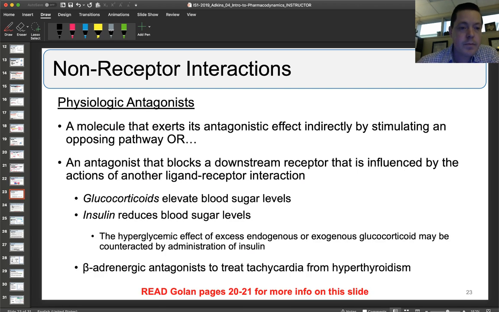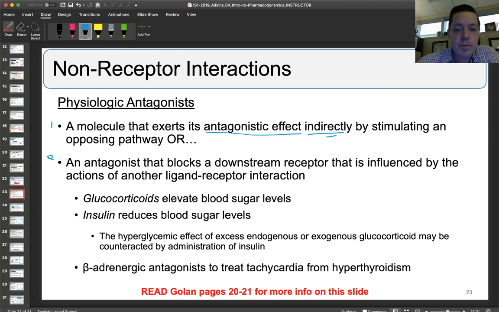Okay. Now, physiologic antagonists are ones that basically exert an antagonistic effect indirectly. We're going to talk indirectly here by stimulating an opposing pathway. Okay, that's one way. The second way here, that's a number 2 that I just drew.